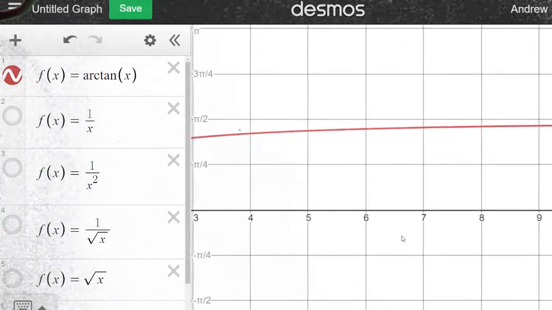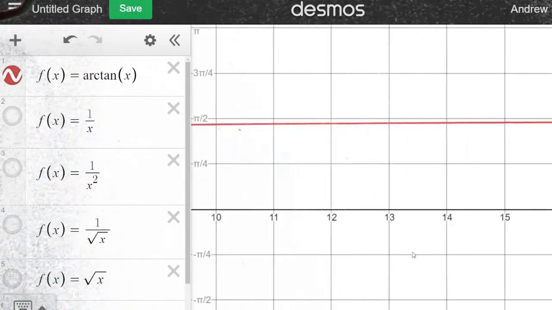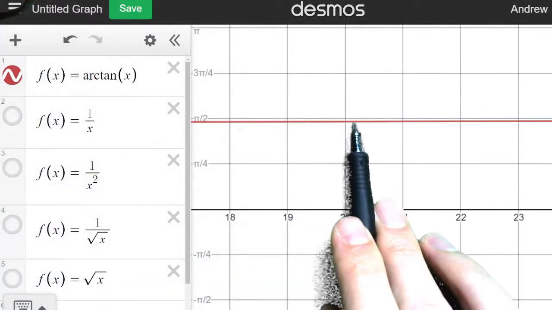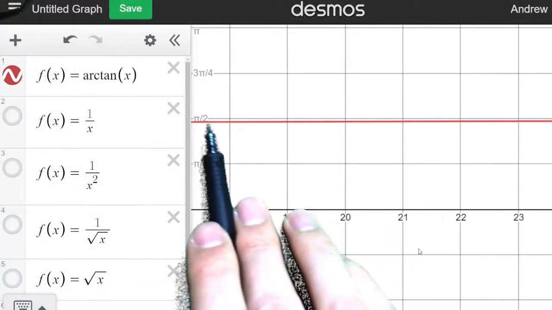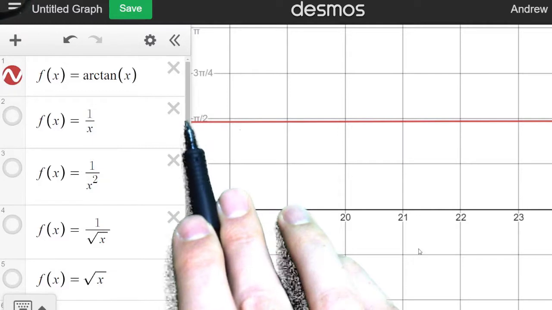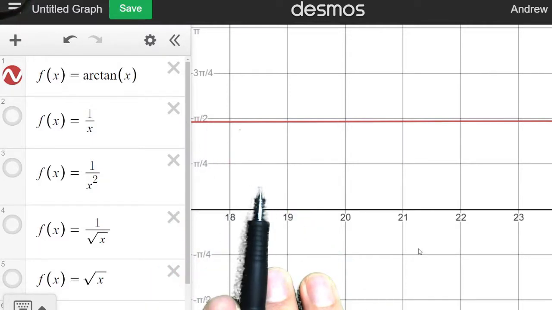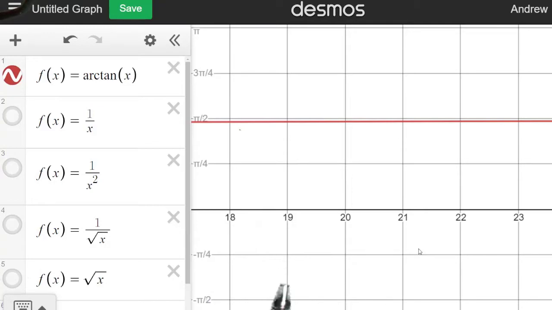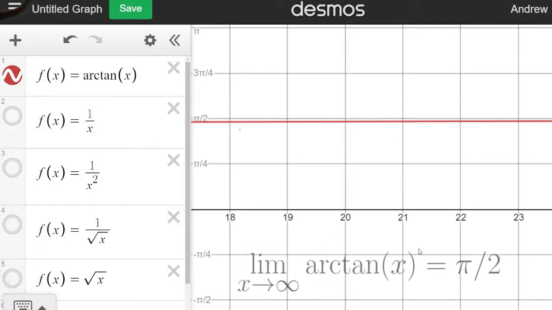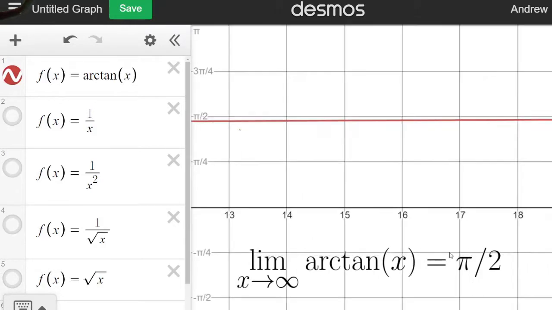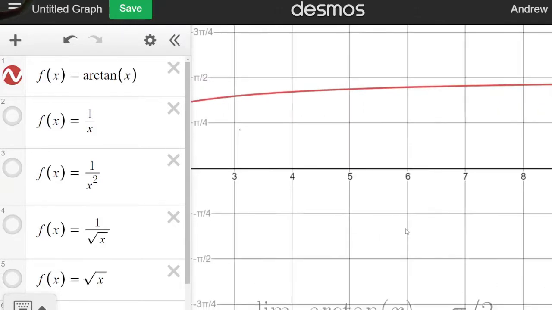Well, let's let x get bigger and bigger and take a look. As I let x get bigger and bigger and bigger, I see that the height of this curve is getting closer and closer to pi over 2. It never actually gets there, but it gets closer and closer and closer. And so that's what we mean when we say the limit as x goes to infinity of arctan of x equals pi over 2.